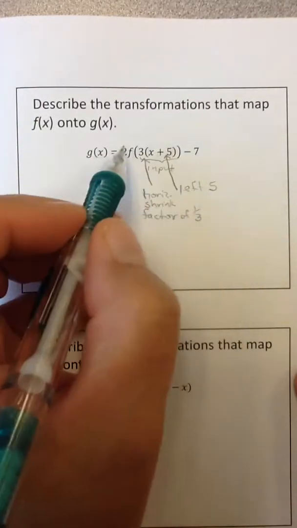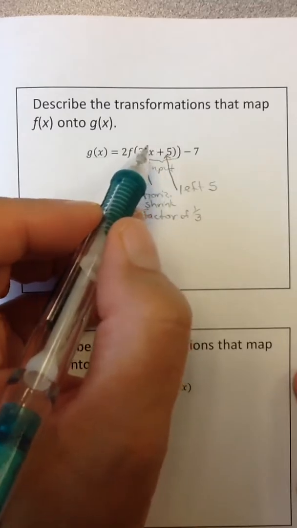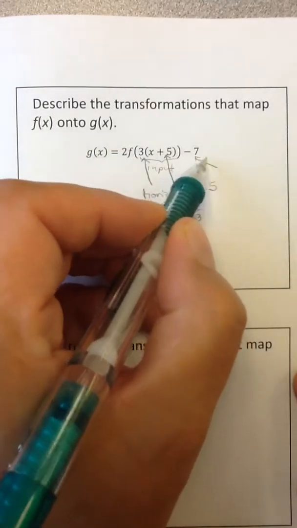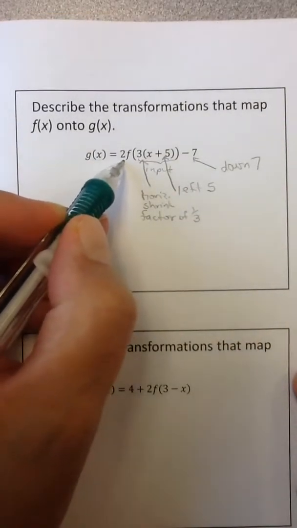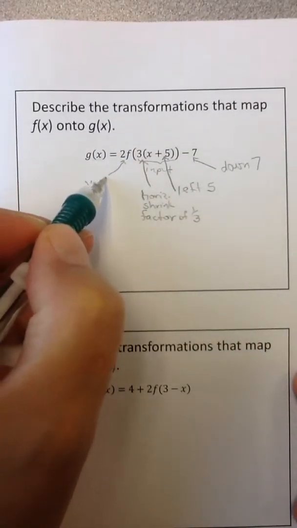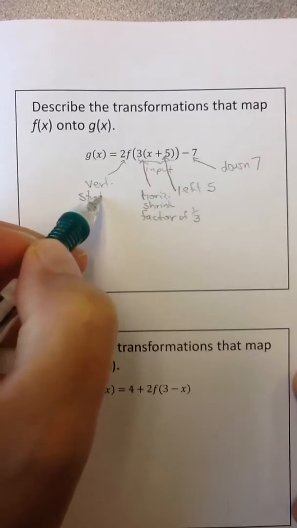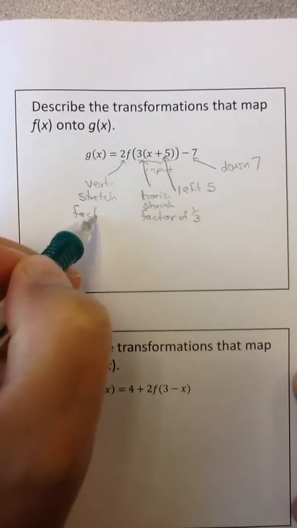Things outside the parentheses are being done to f of x or the y. So the minus 7 is going to move the graph down 7. And the 2 that we're multiplying by is going to do a vertical stretch by a factor of 2.